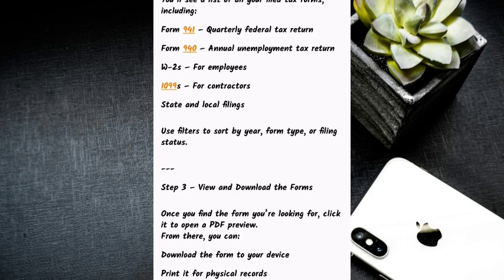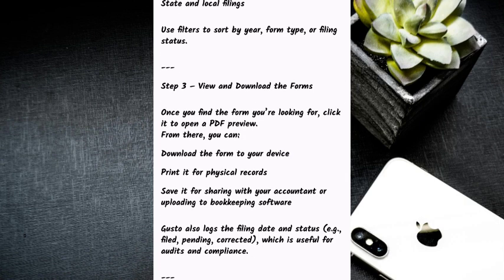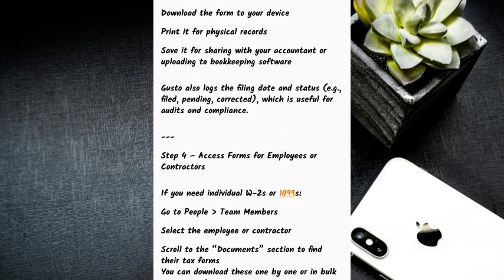Step 3, view and download the forms. So once you find the forms that you're looking for, click it to open a PDF preview. Now from there, you can download the forms to your device, or you can print it for physical records, as well as save it for sharing with your accountants or uploading to bookkeeping software. Now Gusto also logs the filing date and status, that is the filed, pending, or corrected status, which is useful for audits and compliance.